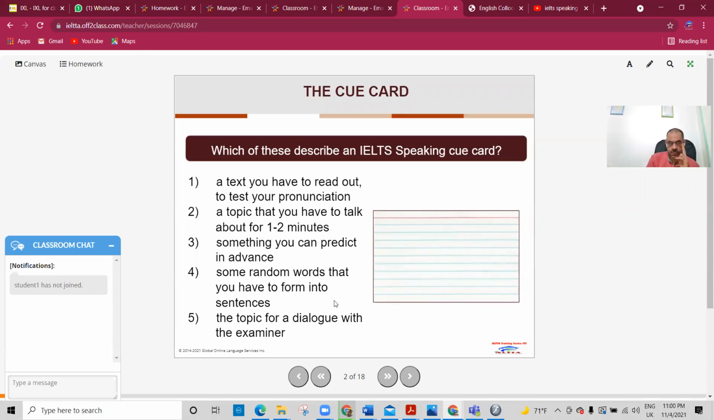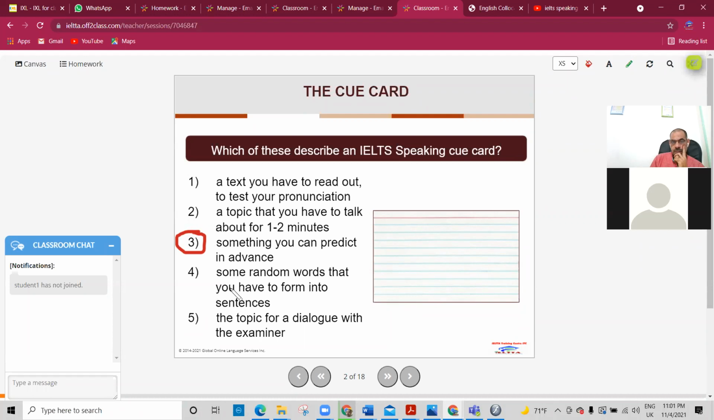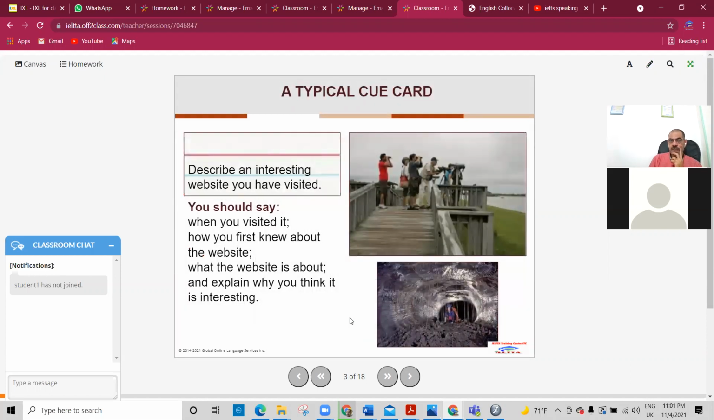Now, first of all, the cue card. Look at these and tell me which one of these actually describes a cue card. Okay, number 3, a topic that you have to talk about for 1 to 2 minutes. Yes. What else? Anything else? This is not correct. A text that you have to read out. So number 2 is correct. No, just number 2 is correct. This describes the typical cue card.